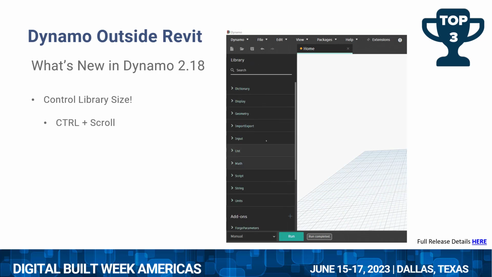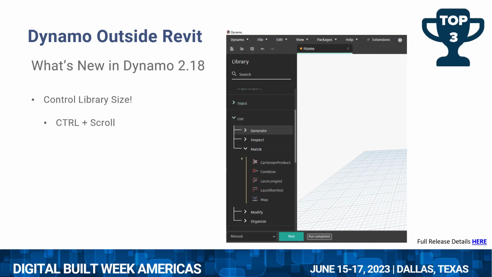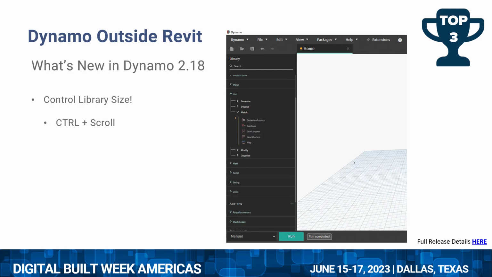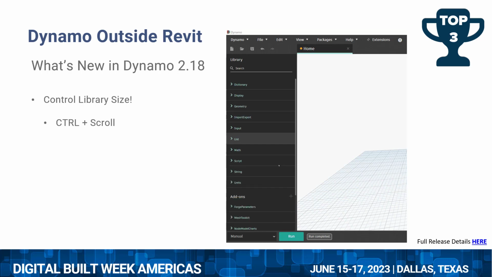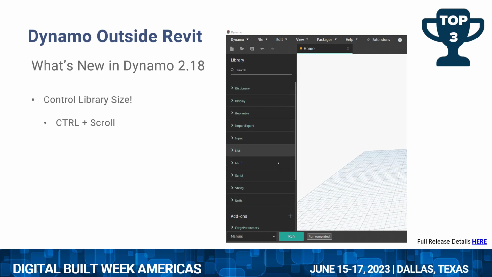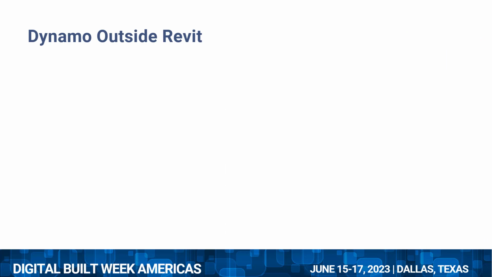So now by simply hitting Control and scroll on your mouse, you can change how big you want the library to be. And this is nice because it gives you more room on the canvas, or less room if you want to zoom in, but you now are in control. You're not stuck with what out-of-the-box sizing there is. I really like this.